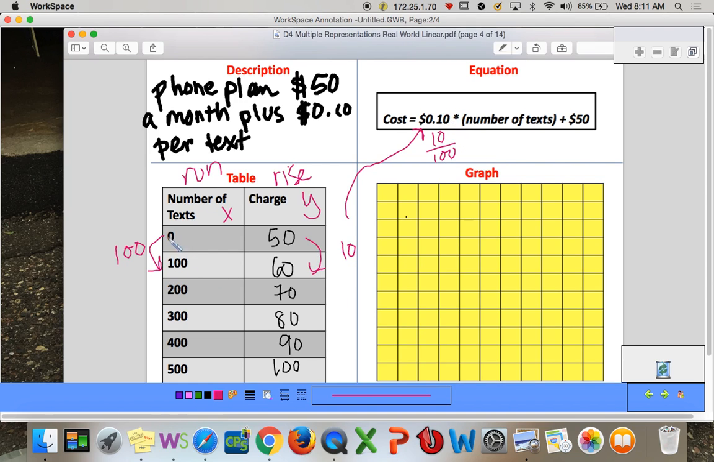So again, if it's not going up by ones for the x value, you have to find your change in y and divide it by your change in x. All right, let's graph this.